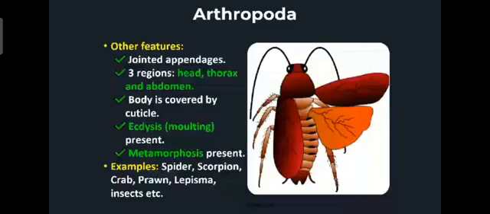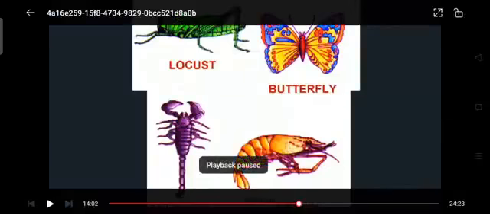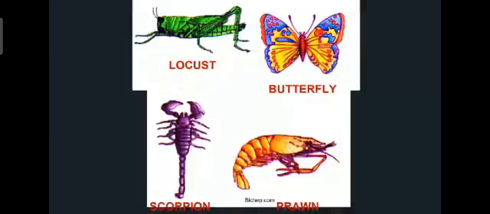Okay. So these are some important characteristics of phylum Arthropoda. Examples are spider, scorpion, crab, prawn, lepisma and all the insects. So they are in water, on land, and in air also. Now we'll see some pictures of these examples. Here you can see the example locust, then butterfly, scorpion, prawn.